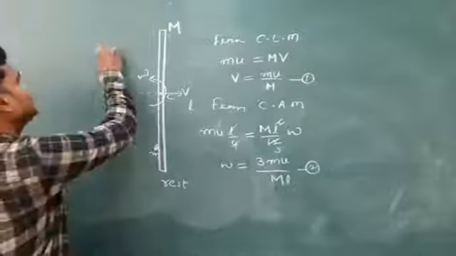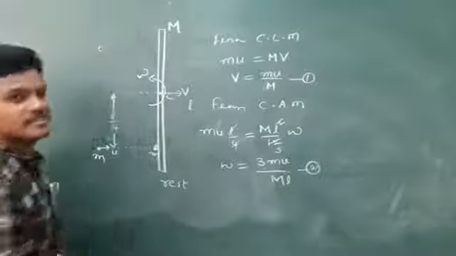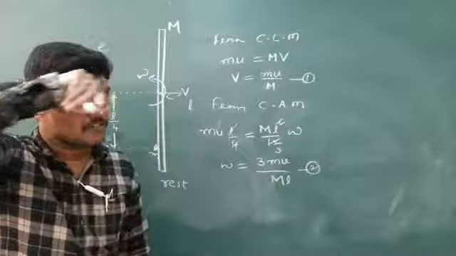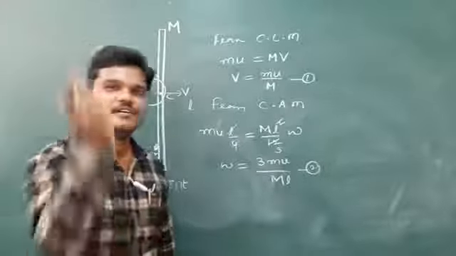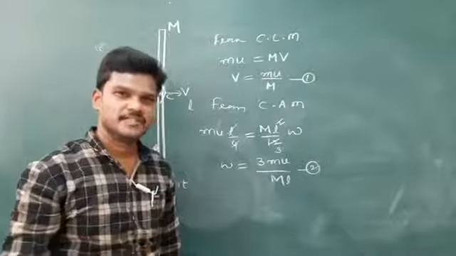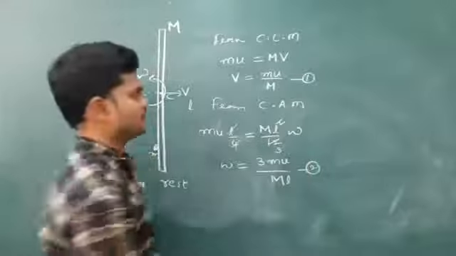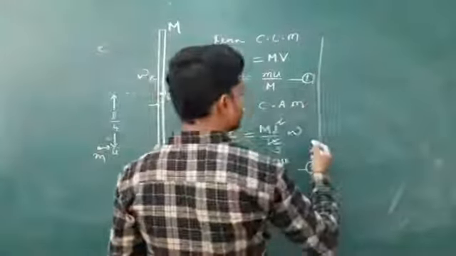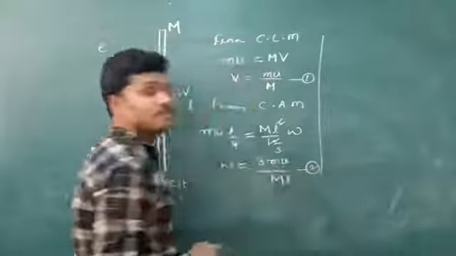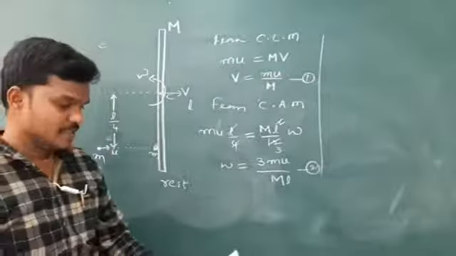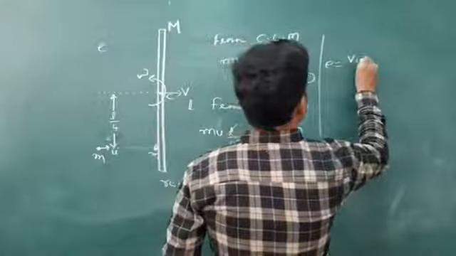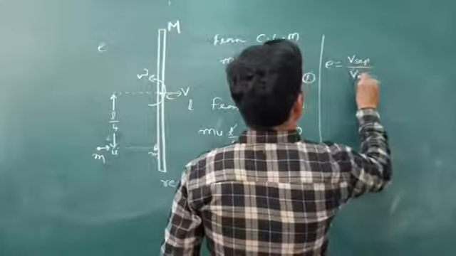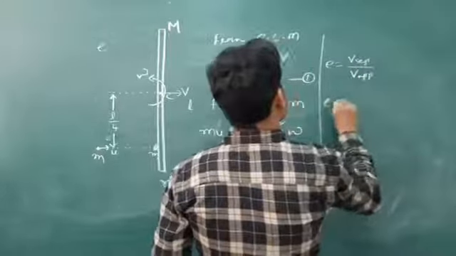But the given e is the coefficient of restitution. I think you remember, coefficient of restitution is nothing but the ratio of the velocity of separation after the collision to the velocity of approach before the collision. So velocity of separation after the collision to the velocity of approach before the collision.